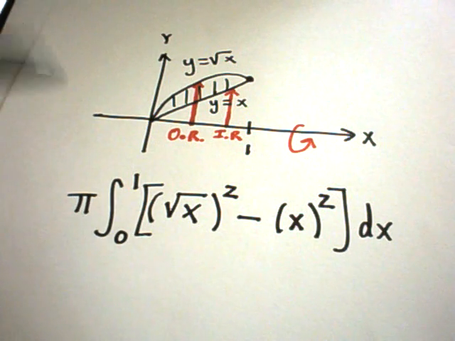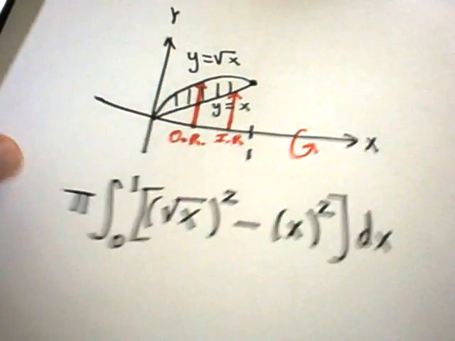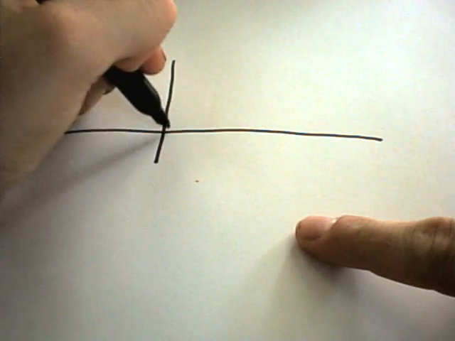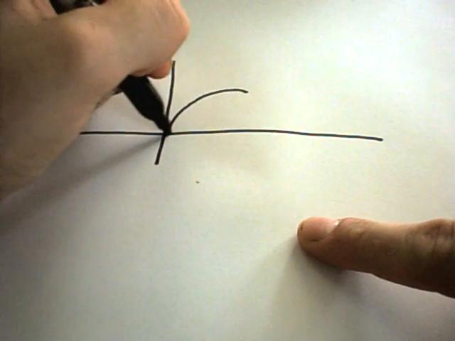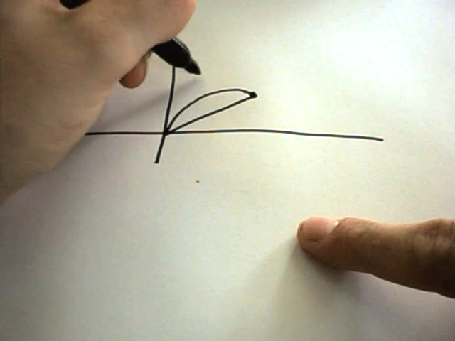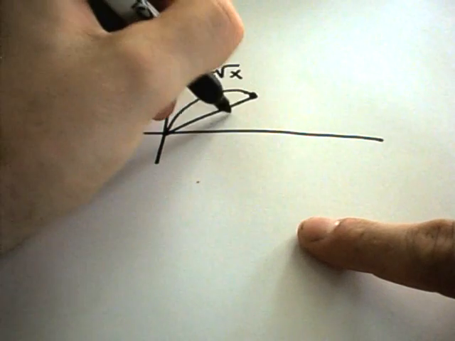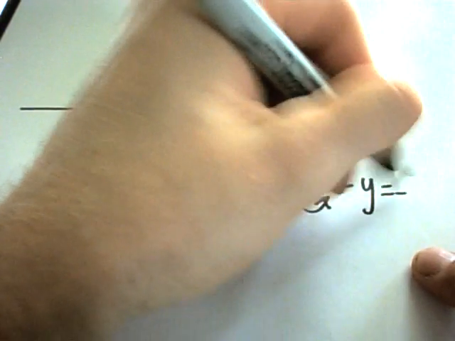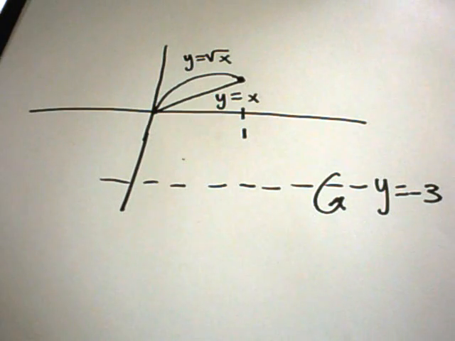So let's take this same region and rotate it about the line y equals -3. Okay, so again, a similar idea. The only thing that's going to change here is our outer and inner radius a little bit. Here's our graph of, again, y equals square root of x, y equals x. That hasn't changed at all. Our limits of integration are still going to be from 0 to 1. But now we're rotating about this line y equals -3, which is down here. So let's play this game again with the outer radius and the inner radius.